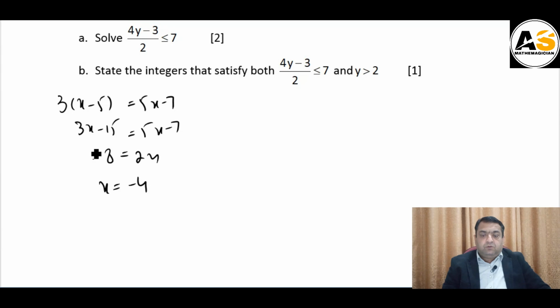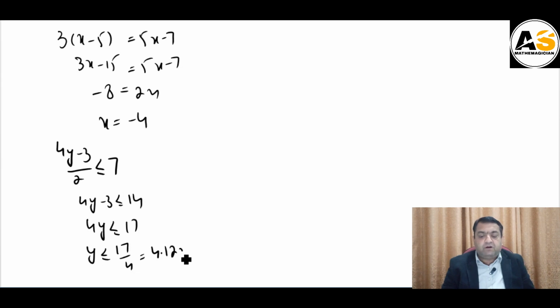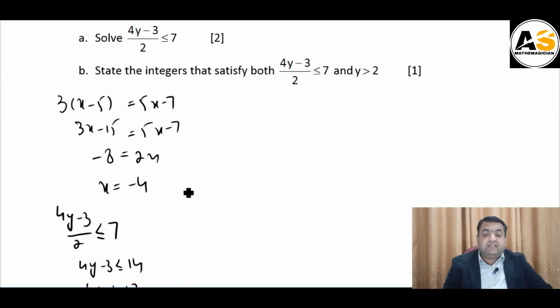The second question is important. We have to solve 4y minus 3 over 2 is less than or equal to 7. I am rapidly solving this inequality because in the previous few questions we have been solving the same. 4y is less than or equal to 17, y is less than or equal to 17 over 4. I can also write it as 4.125. So y is less than or equal to 4.125.